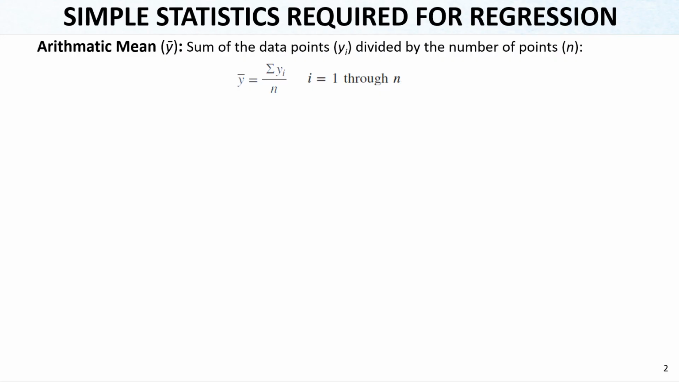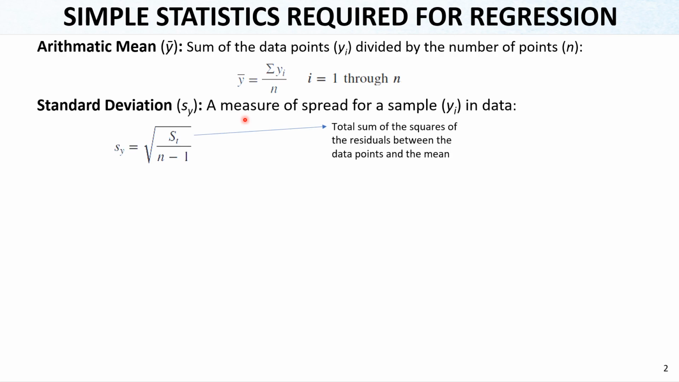In this slide, we will check the simple statistical parameters which are required for the regression. First of all, arithmetic mean means the average actually of the data, and basically we just sum the data points and divide by the number of the points. Basically, summation of the y data, i is the number of data from 1 to n, n is the number of data, and we divide it by n to get the mean of the data.